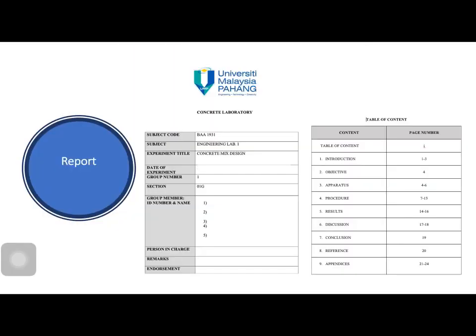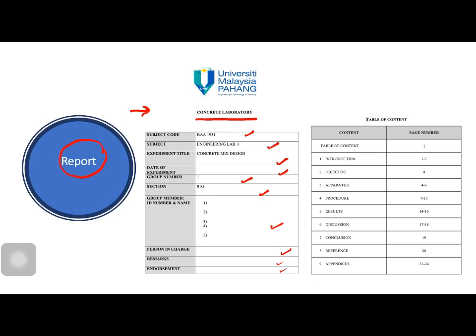Here is the content for the lab report. The first is the cover page. This is an example of the cover page for the engineering laboratory. The experiment title is the concrete laboratory. Here is the subject code, subject course name, and the experimental title, which now is concrete mix design. You need to include the date of the experiment, your group number, sections, the group members and ID numbers, the person in charge, and then the remark and endorsement that you have submitted the lab report.